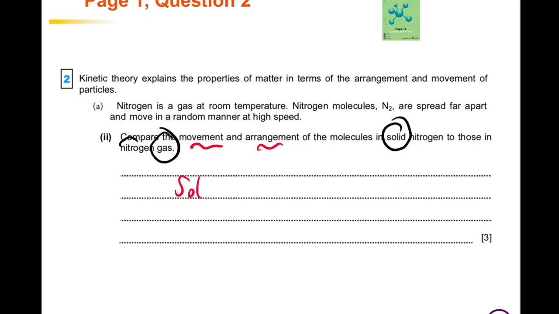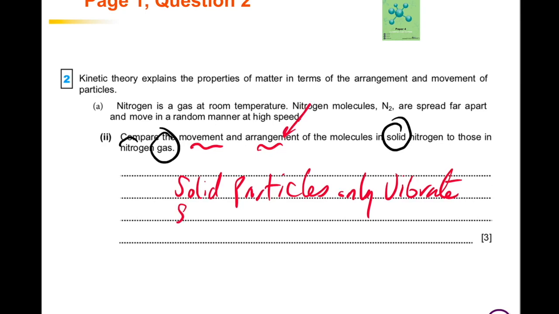Solid particles. Now, first I'll start with their movement. The motion in solids is only vibration. So solid particles only vibrate. Now I need to turn to their arrangement. So I say solid particles. Now you remember how they're arranged. They're arranged in a regular pattern, or arranged regularly.